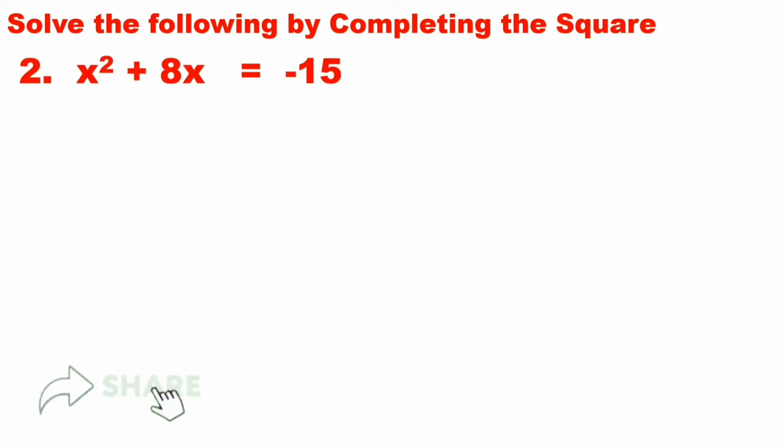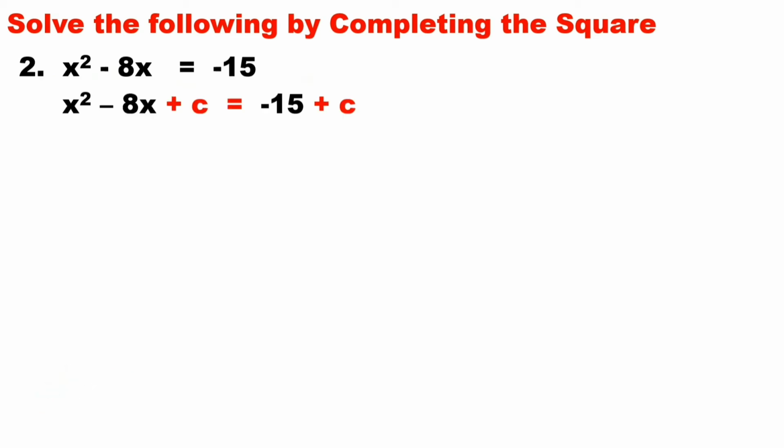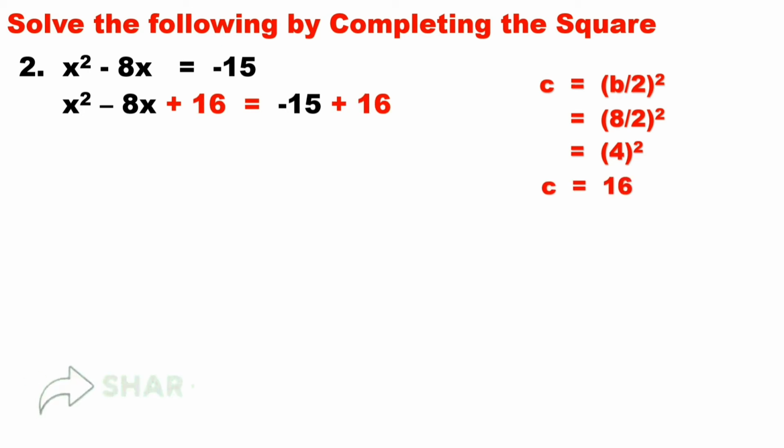Problem number 2, x squared plus 8x equals negative 15, solved by completing the square. Since the constant negative 15 is already on the right side, we will now do the completing the square on the left side. The value of b is 8, divided by 2 is 4, 4 squared equals 16. 16 will be added to both sides of the equation. Simplify the right side, negative 15 plus 16 equals positive 1.